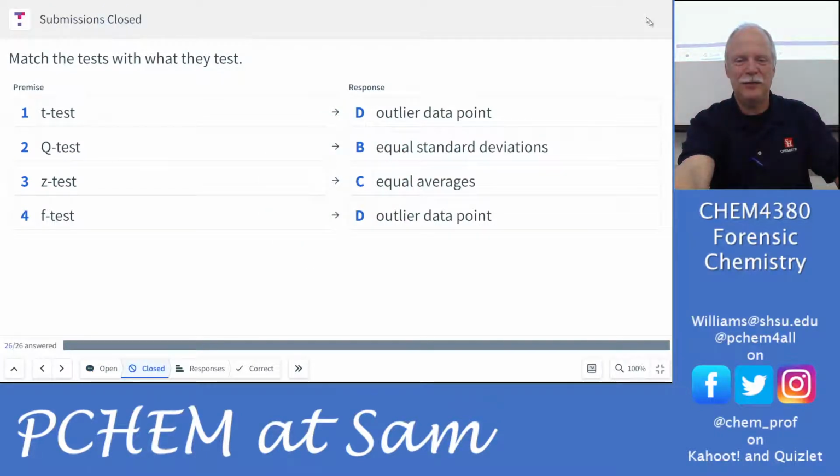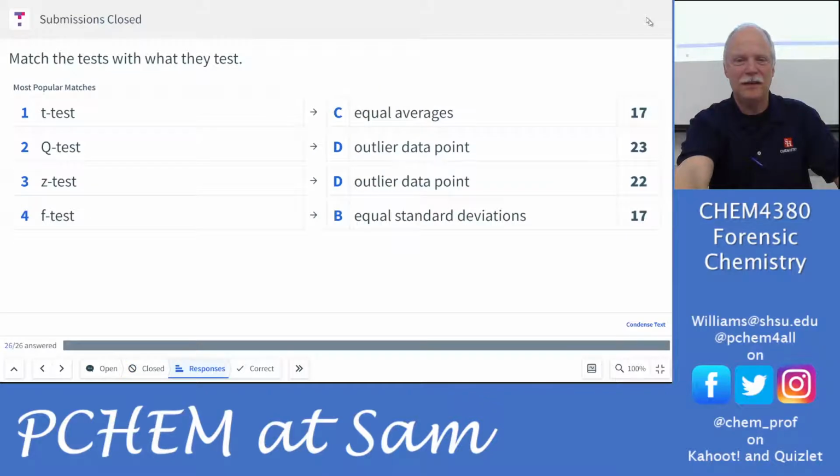Okay, drum roll, please. Okay, so the t-test is testing for equal means. I changed that word to averages. Okay, q-test is an outlier test. z-test is an outlier test. f-test is equal variances, but that's the standard deviation squared. So you can't have an equal variance without an equal standard deviation. Okay, so I changed that a little bit. So, all right, cool.